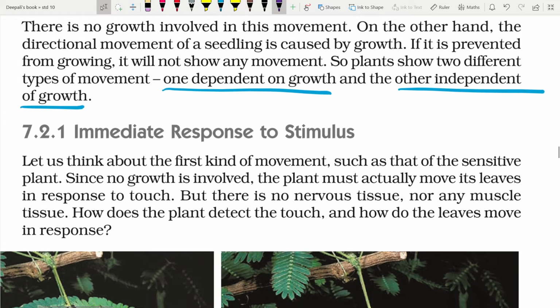Now let us think about the first kind of movement, such as that in sensitive plants. Since no growth is involved, the plant must actually move its leaves in response to touch. But there is no nervous system nor any muscle tissue. How does the plant detect the touch and how do the leaves move in response then?